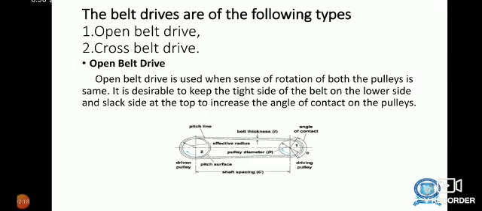Open belt drive. Open belt drive is used when the sense of rotation of both the pulleys is the same. It is desirable to keep the tight side of the belt on the lower side and the slack side at the top to increase the angle of contact on the pulley.